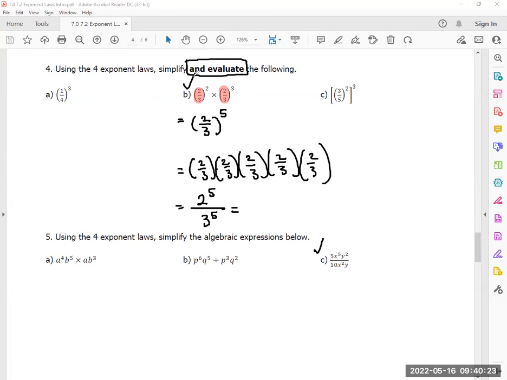Do you notice how in the numerators, we are multiplying 2, 2, 2, 2, 2. And in the denominators, we're multiplying 3, 3, 3, 3, 3, if we were to multiply. And so 2 to the power of 5, I can do that in my head. But 3 to the power of 5, 3, 9, 81, 243.